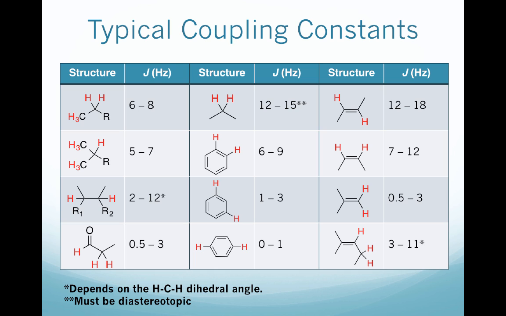You can look online or in most textbooks and find some typical coupling constants for coupled protons, and these are pretty standard numbers. So for example, if you have two coupled protons in an alkene that are trans to one another, their coupling constants will typically fall between 12 and 18 hertz. Versus if the two protons are in a cis orientation, the coupling constant will fall between 7 and 12 hertz. So you can see how this could be useful if you need to figure out whether your double bond is cis or trans. You can just look at the coupling constant in the NMR spectrum.